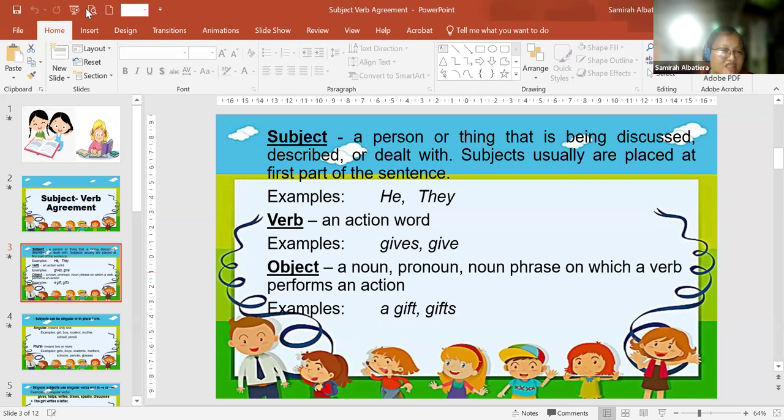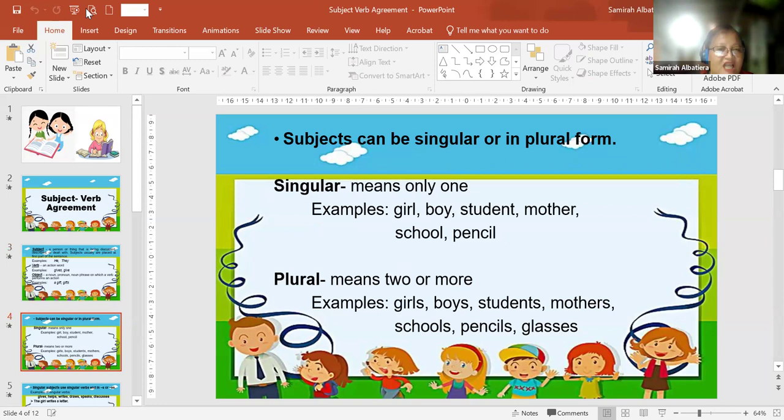You can look at it, right? Okay, next. These are the rules that I am actually telling you all about. Subjects can be singular or in plural form. What is a singular subject? Give me a singular subject. Anyone? Who can give me one?